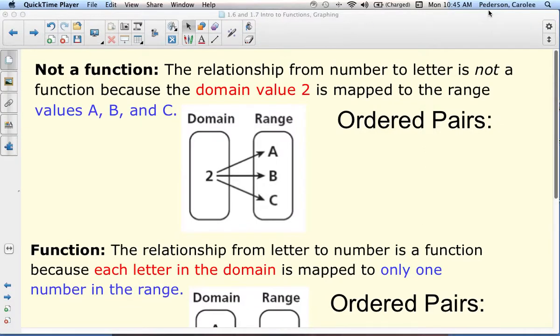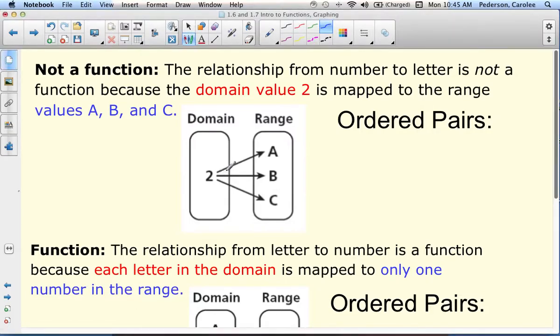On this slide, we have two examples of mappings. And we want to find out, are these mappings a function or not a function? So this first mapping, let's list the first ordered pair.